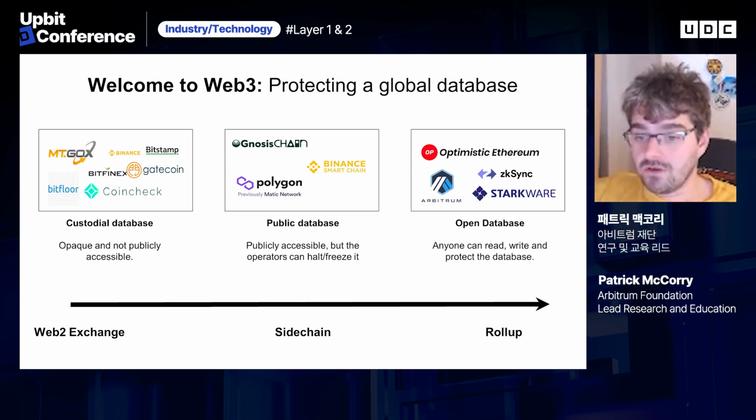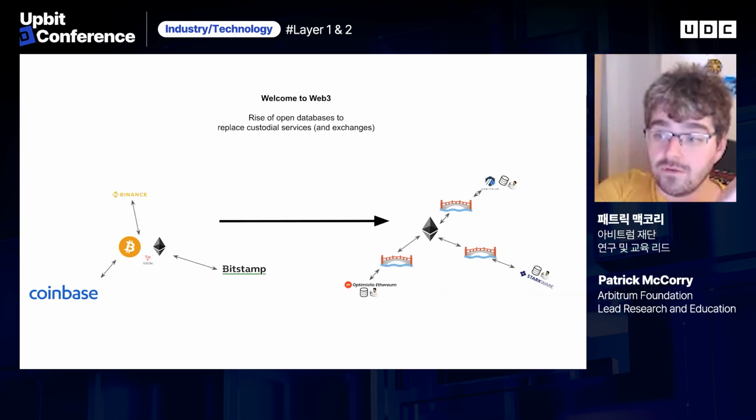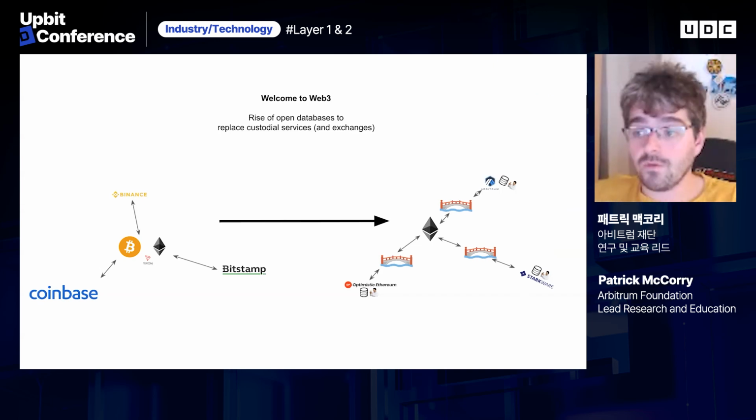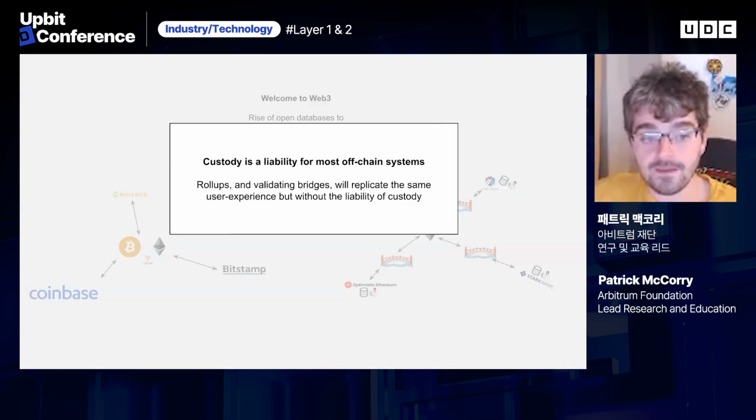So Arbitrum, Starkware, ZK Sync, Optimism, we're all in this open database category, and Polygon's also there now with their ZK EVM, and Scroll. We're there to protect users and allow anyone to protect the system, just one honest party. And that's the world of Web 3. We're going away from this custodial world to this new world that looks quite similar. There's still this single off-chain database, but anyone can protect the system. We don't have to rely on a trusted system operator to protect the system.